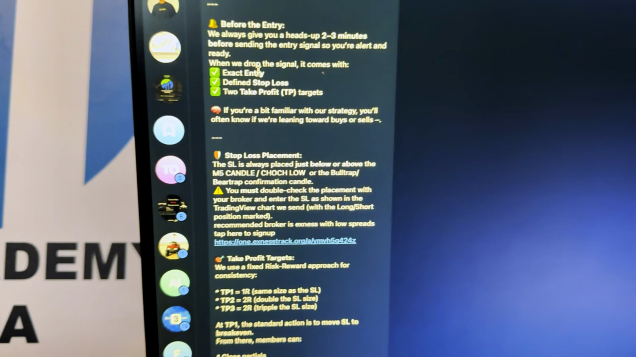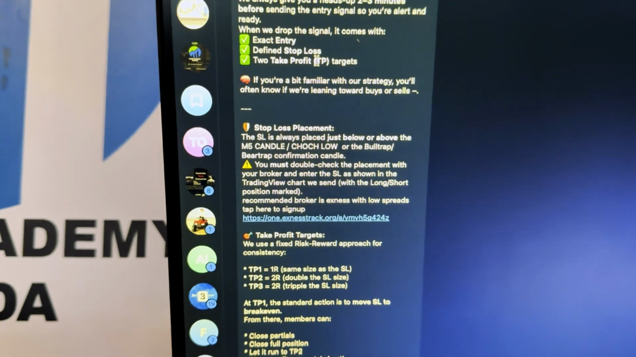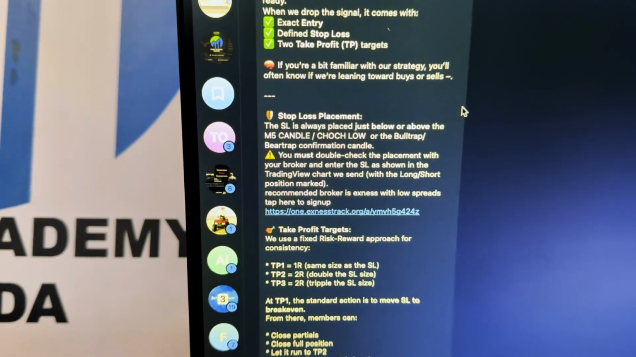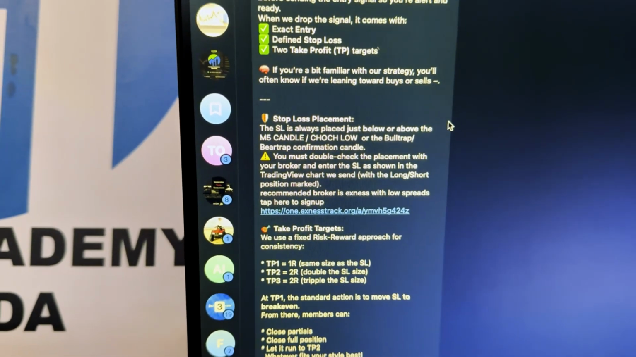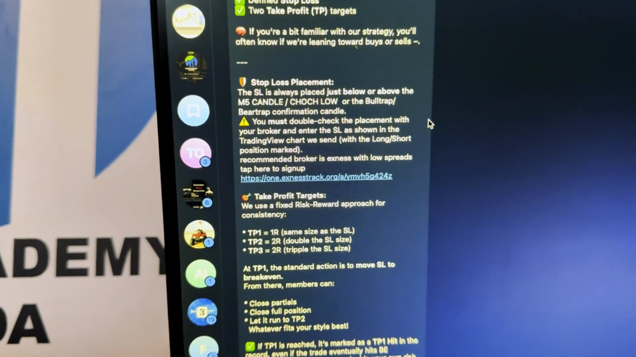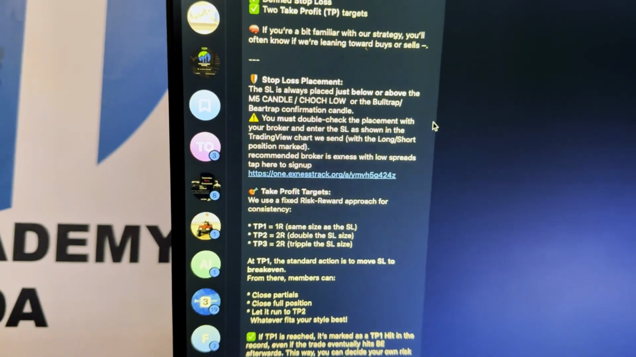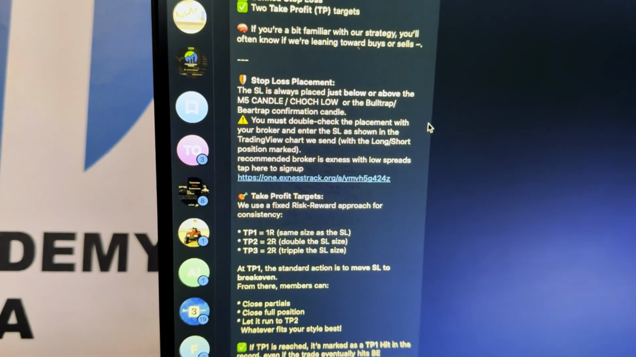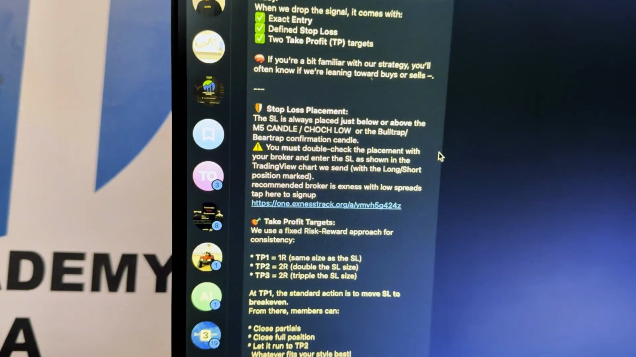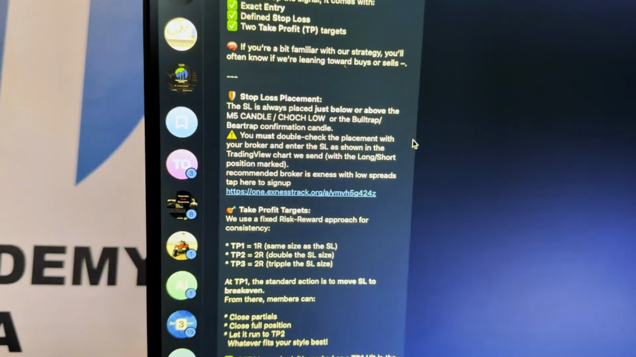So when I drop the signal, it comes with the exact entry like I explained earlier, a defined stop loss, and now to take profits. Listen carefully, guys. If you're a bit familiar with our strategy, you often know that we are leaning towards buys or sells. So I always alert you guys. I always share my analysis in the morning, and I'm like, these are the zones you are waiting for, and I always set alerts that we have tapped into our zones and we are aiming for buys or sells. So you just need to be prepared. Even when you're working, you can just set alerts on Telegram and delete all other groups. Just focus on this one.